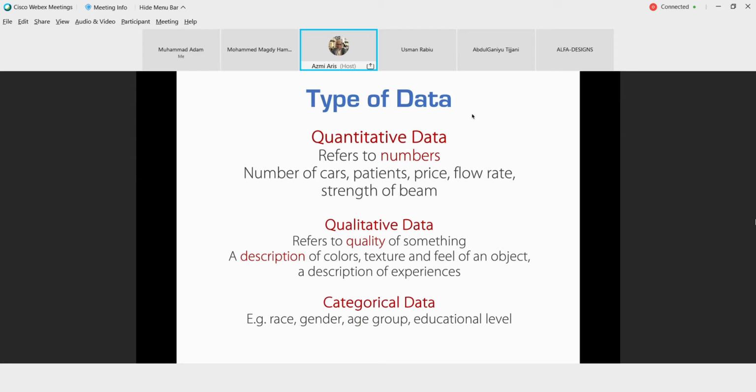So normally if you want to do some survey, you will collect this categorical data. You want to know their gender, their age group, their educational level, their salary. All these are categorized under categorical data. So these are the types of data that researchers will be dealing with depending on their area.